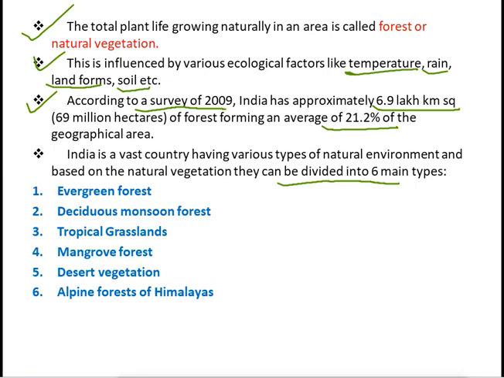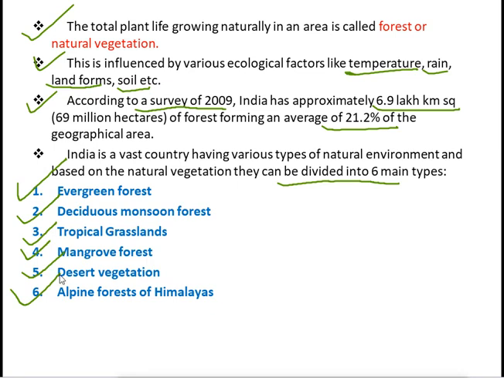The first one is called the evergreen forest. Evergreen means they are green throughout the year. Next we have deciduous monsoon forest. Third is called tropical grasslands. And the fourth one is called mangrove forest. The fifth one is called desert vegetation, and the last one is known as alpine forest of Himalayas. So these are the 6 types of forest.